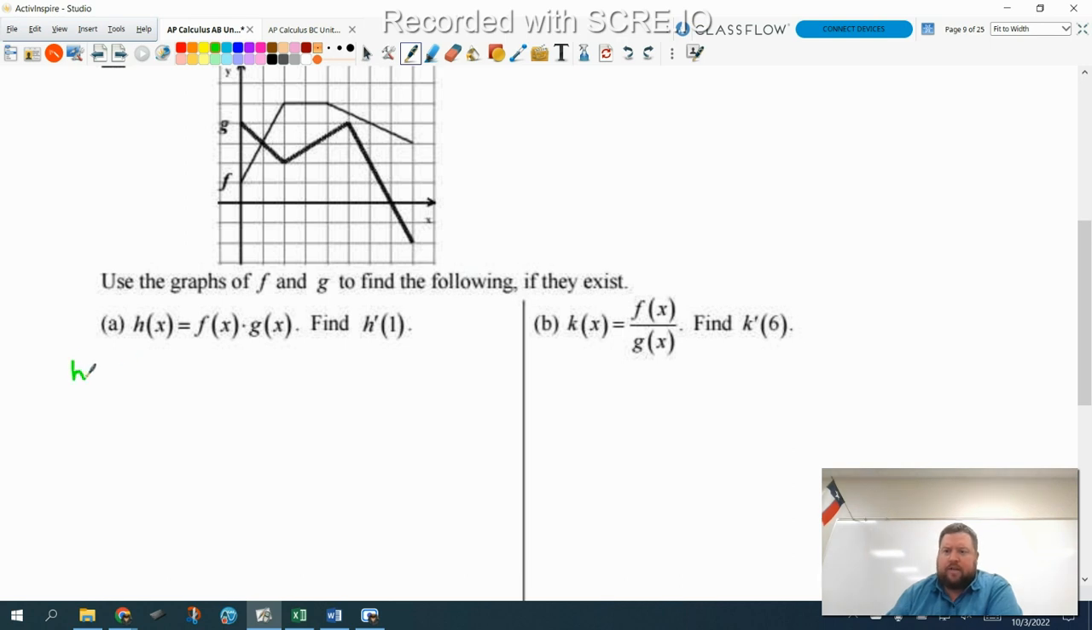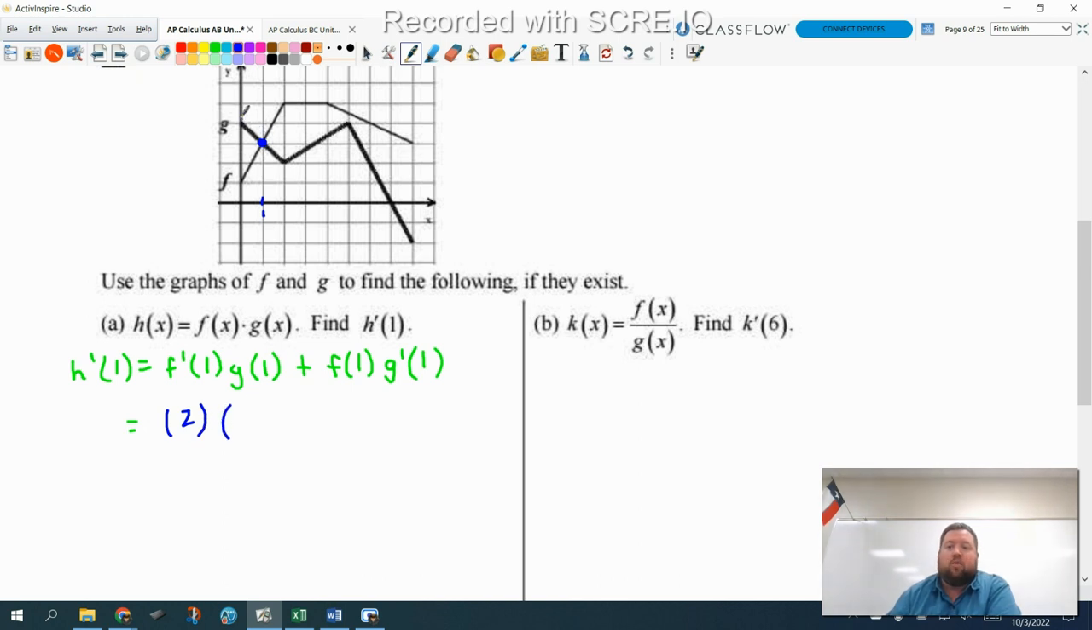All right, so here's how it works. h prime of 1 is equal to product rule, f prime of 1, g of 1, plus f of 1, g prime of 1. All right, f prime of 1. So f prime is the slope of f. So f is the less bold one. Here's x equals 1. There's the point right there. Okay, so I want the slope of the line that point is lying on. So the slope of this line is up 2 over 1, so it's 2.